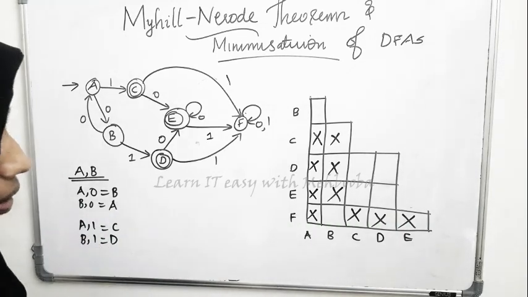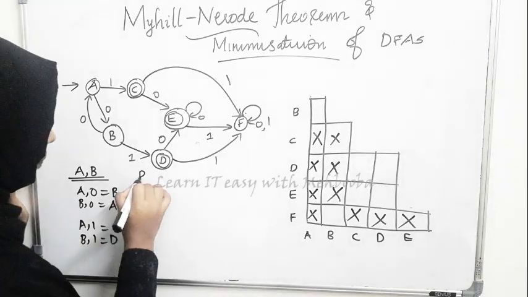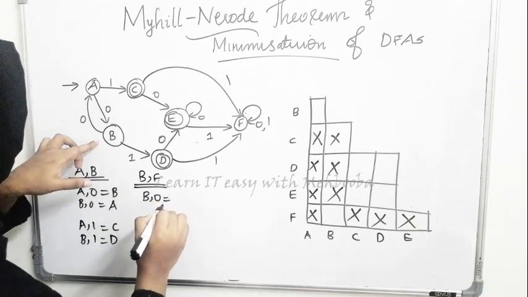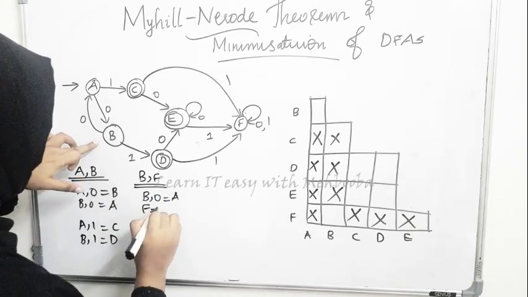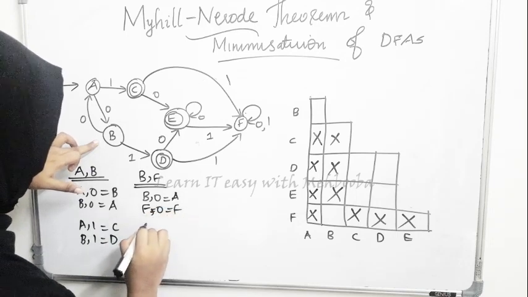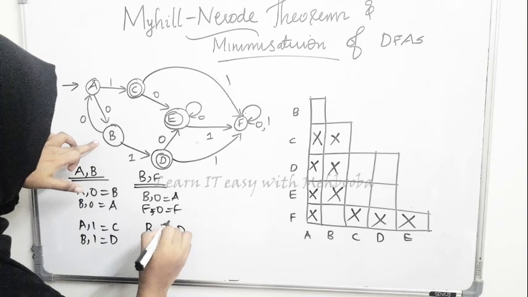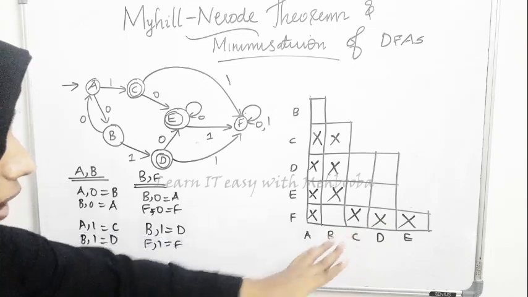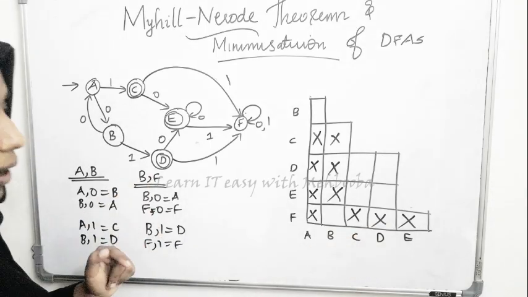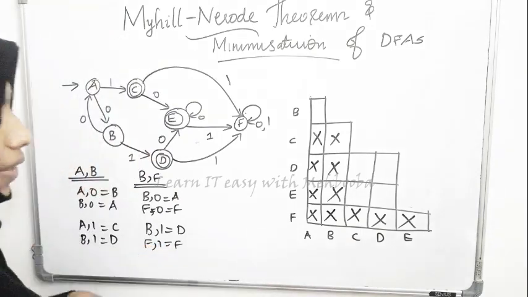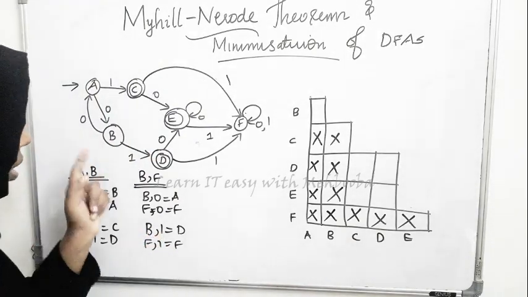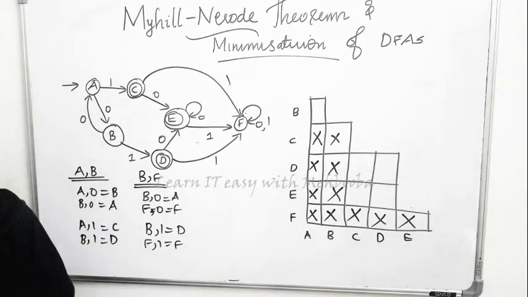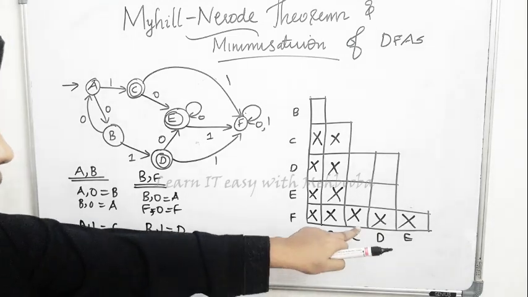Now the next pair that is unmarked is BF. B on 0 gives you A. F on 0 gives you itself. Now B on 1 gives you D and F on 1 gives you F. See, the DF pair is already marked, so you can also mark BF. So BF can be marked. They are never going to be equivalent because B on 1 leads to a final state, whereas F on 1 cannot lead you to a final state. So the BF pair can be marked because DF is already marked.